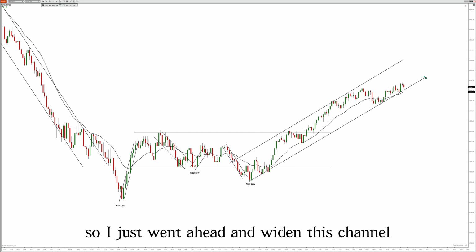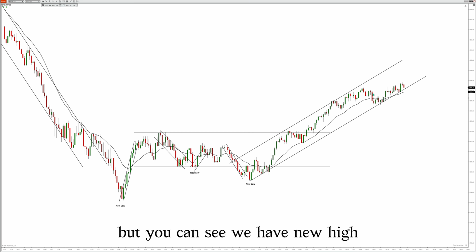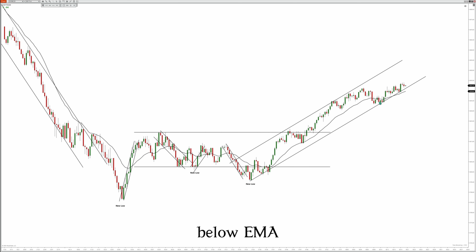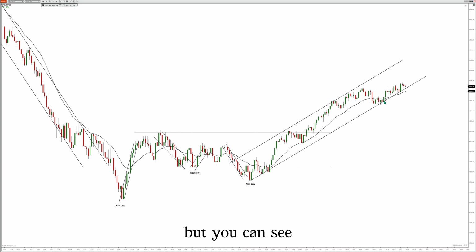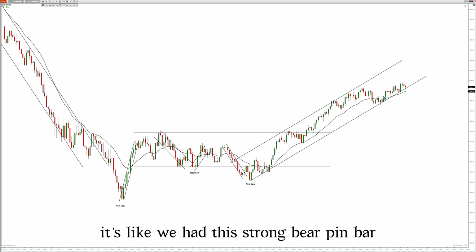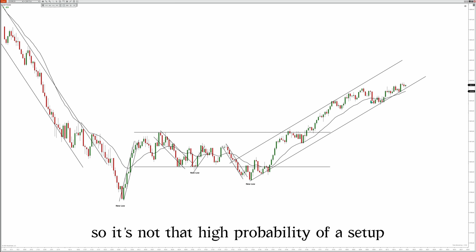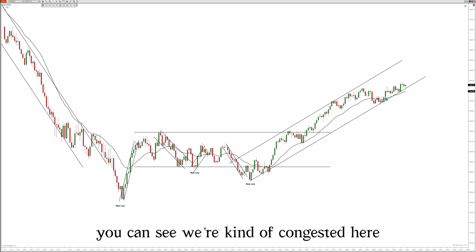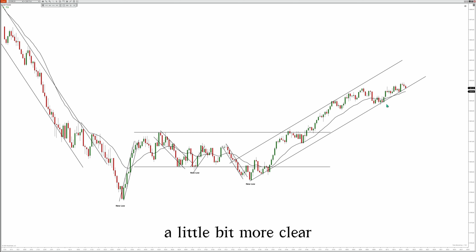So I just went ahead and widened this channel. I was looking for something decent here, but you can see we have new high, first entry long, second entry long. The higher low formed above, below EMA, and then we had another good signal bar. But you can see we had this strong bear pin bar, and then this bull bar formed. So it's not that high probability of a setup. You can see we're kind of congested here, so I definitely want to see a setup form a little bit more clear.